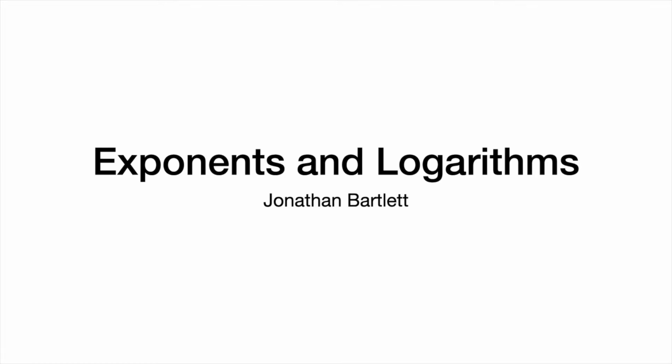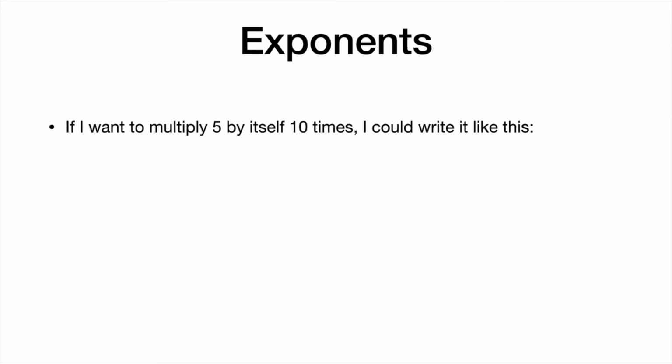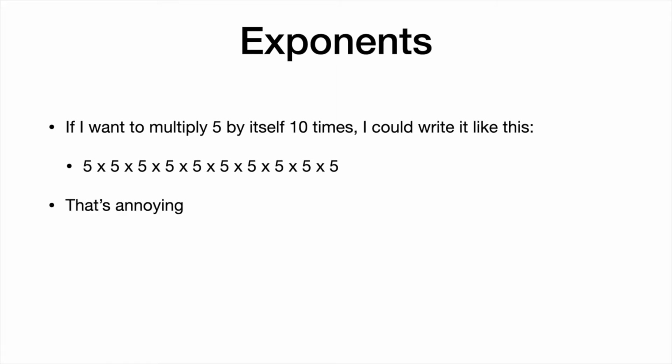So to begin with, we're going to talk about exponents. If I want to multiply 5 by itself 10 times, so I want to multiply 5 by 5, but I want to do it 10 times, I could write it out like this: 5 times 5 times 5 times 5 times 5 times 5 times 5 times 5 times 5 times 5. Right? There's 10 fives there. That's something I could do, but that's kind of tedious. It's very annoying.